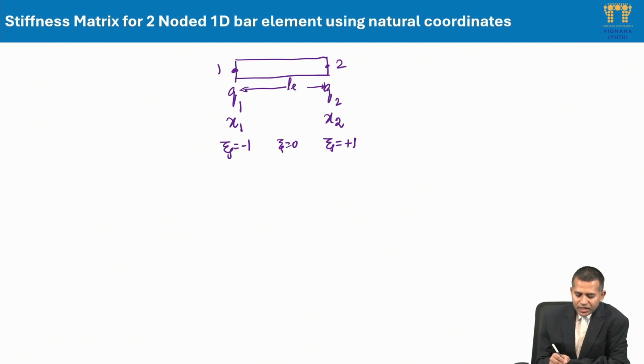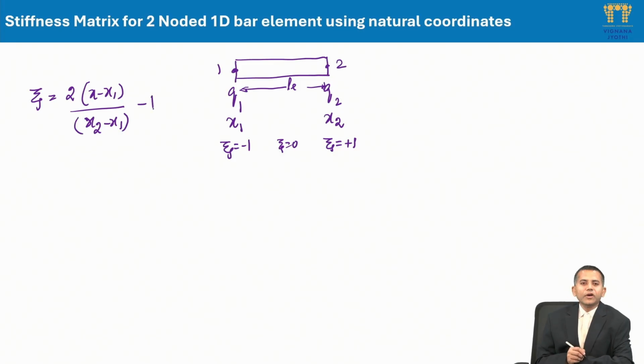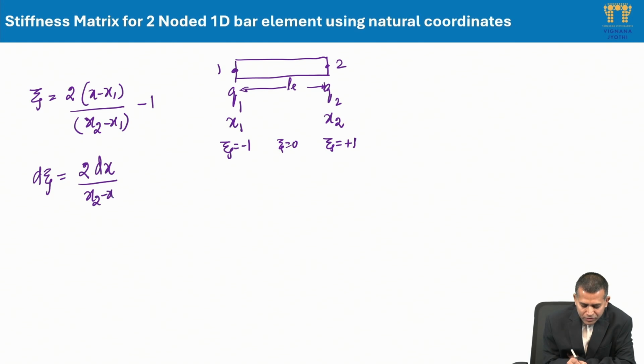So now you have to develop the relation between this zeta and the global coordinate system, which we have discussed already. If you remember, we wrote zeta equals 2 times (x minus x1) by (x2 minus x1) minus 1. Now if I differentiate it, I will get d zeta equals 2 times dx upon x2 minus x1. You know what x2 minus x1 is? It is nothing but the length of the element.